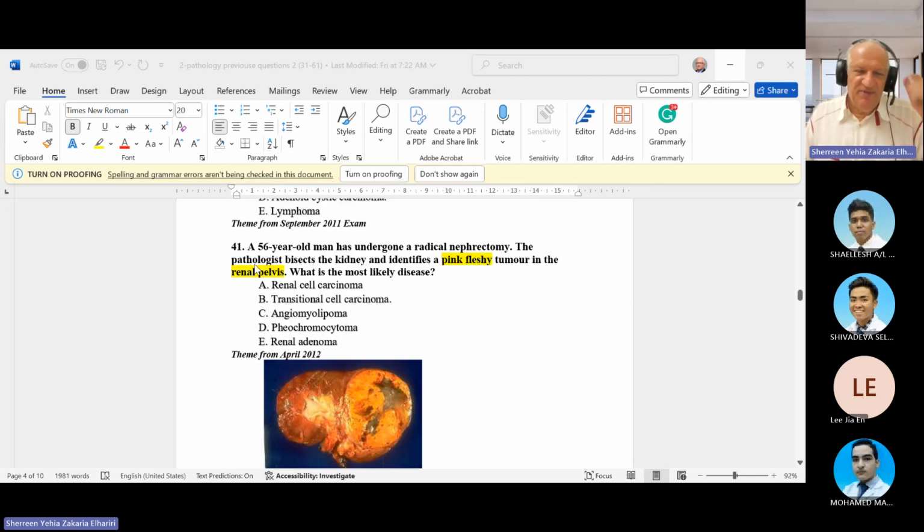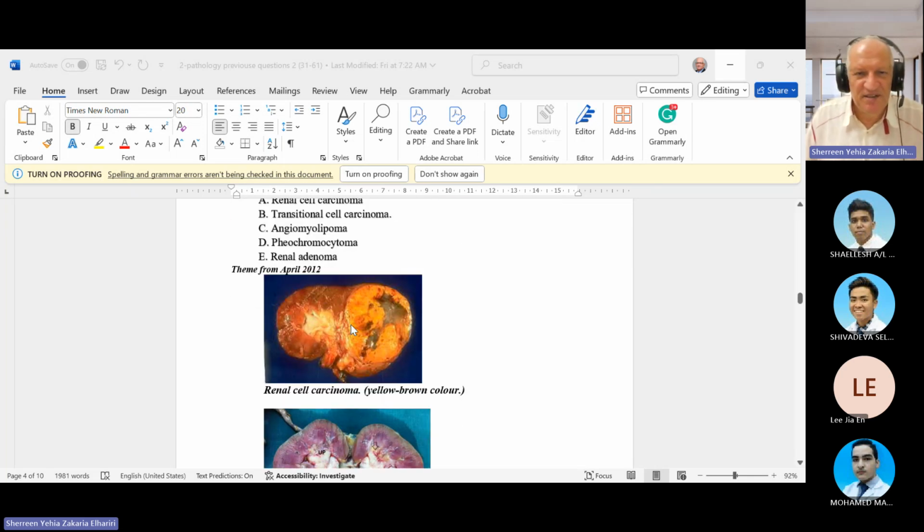Next question, and also difficult. A 56-year-old man undergoes radical nephrectomy. The pathologist cuts the kidney and identifies a pink fleshy tumor of the renal pelvis. What is most likely? Actually, for me, even this question is difficult because we don't see much of the gross anatomy of the organ. Maybe in some museum you can find it, but I brought these two pictures.